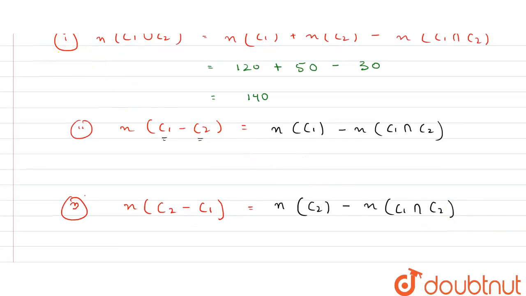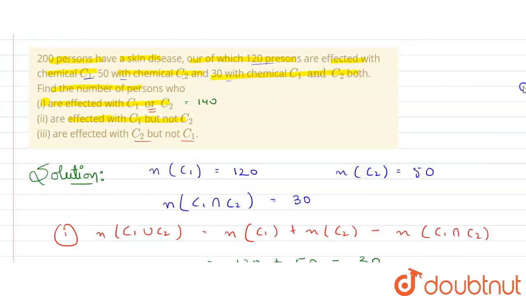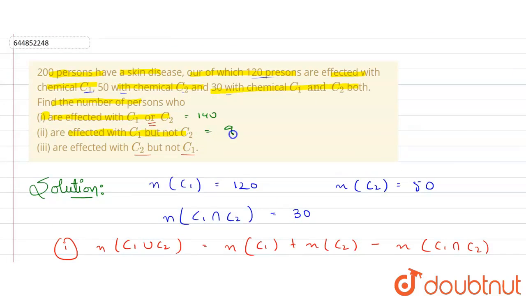Now put the values in these two conditions. Let's solve this first. C1 is given as 120, minus the intersection, which is what? 30. So 120 minus 30 will be equal to 90. So the part B answer is 90. Let's write here equals to 90.